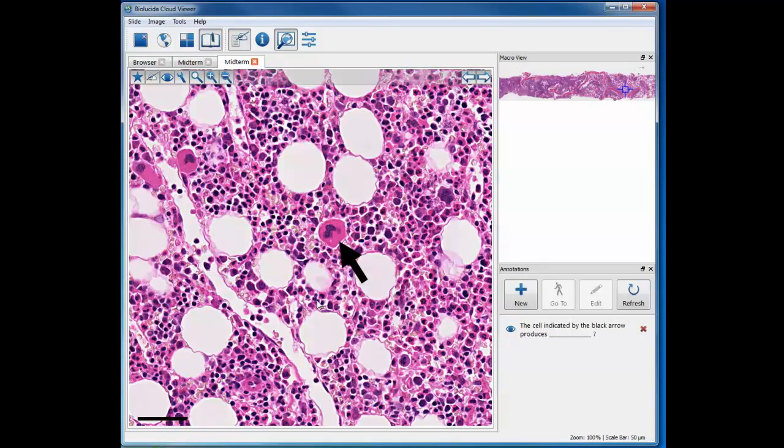Now, some people put antibodies, other people identified the cell as a megakaryocyte, misreading the question, macrophages.